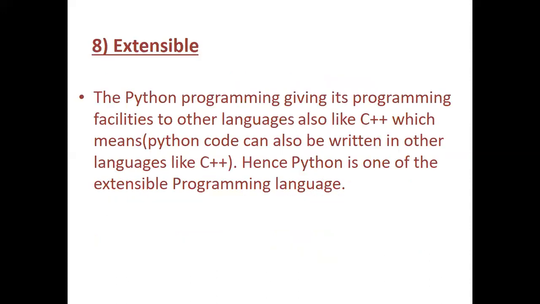Now, extensible. Python programming gives us facilities to the other languages also, like C++, which means the Python code can also be written in other languages like C++. That is why Python programming is known as the extensible language, because its facilities can be used by the other languages also.